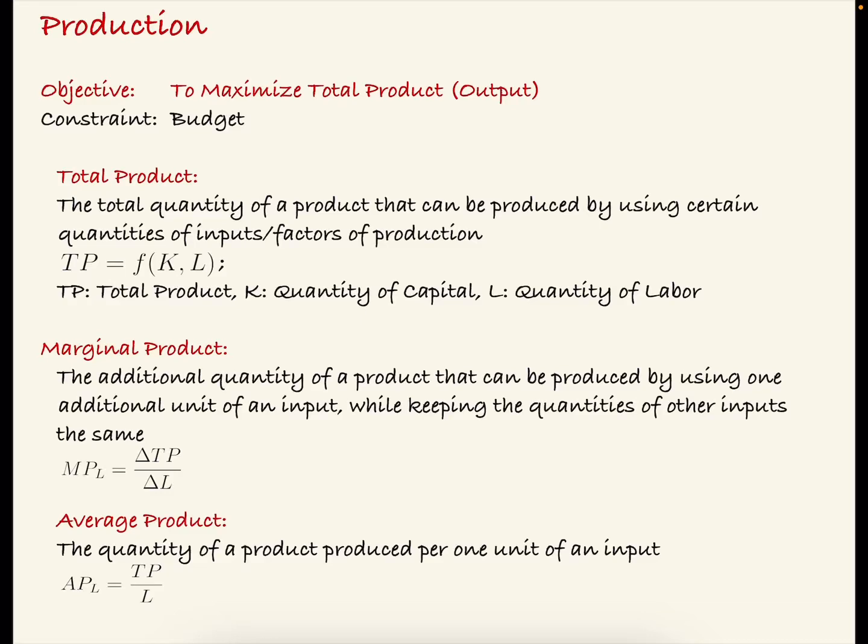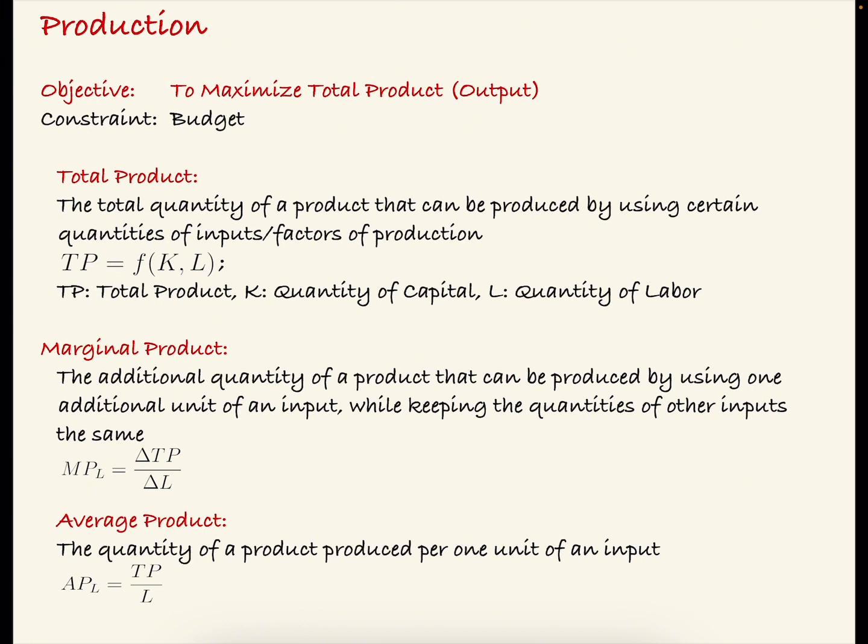Today we're going to talk about production. The objective of a producer is to maximize total product, or output, while the constraint is their budget. There are a few types of product that we need to discuss. First, let's talk about total product, which is the total quantity of a product that can be produced by using certain quantities of inputs or factors of production.